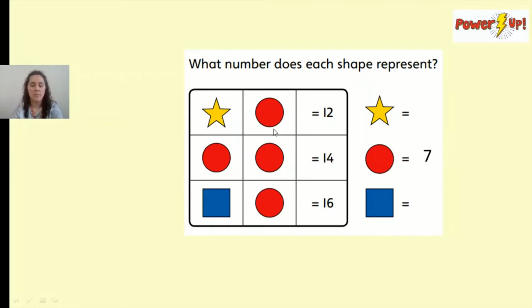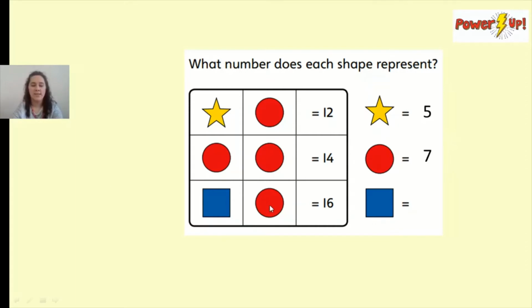Then I looked up the top here. I already know the amount of the circle is 7, so that will help me with what the amount the star represents. If they equal 12 and the circle is 7, I needed to find the difference between 7 and 12. And I did this by counting on my fingers. So I had 7 in my head and then I counted on to 12. 7, 8, 9, 10, 11, 12. The difference between them was 5. So the star must be 5.